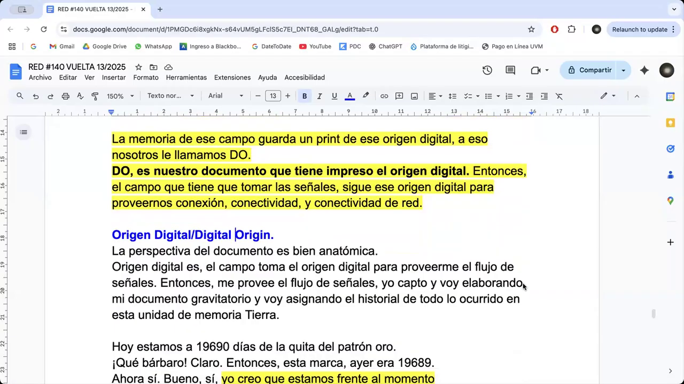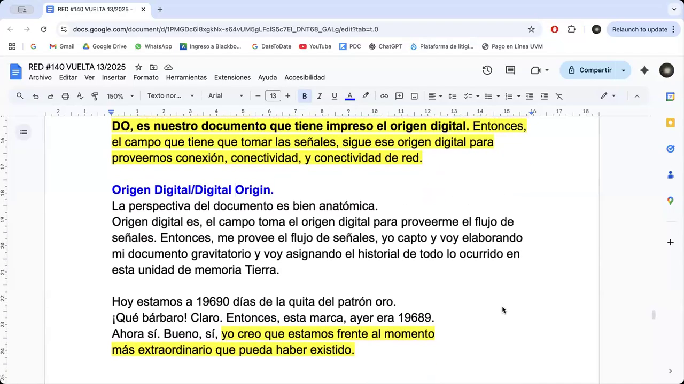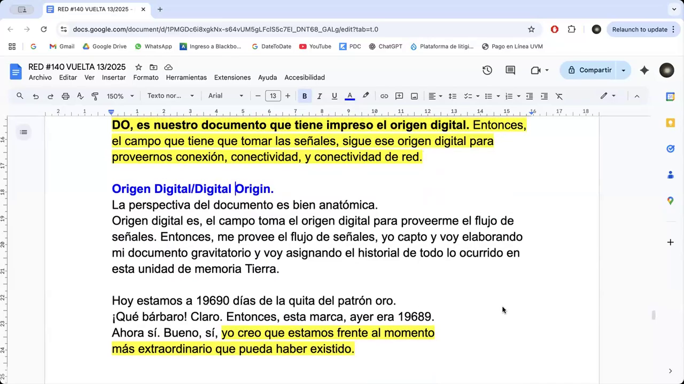She's talking about the memory of that unified field, which saves a print of that digital origin, which is special, right? There's a print of that special digital origin being kept in the memory of the unified field. This is what we call DO. DO is our document that has an imprint of the digital origin. So it is the field that has to take the signals and then follow that digital origin to provide us connection, connectivity, and read connectivity.